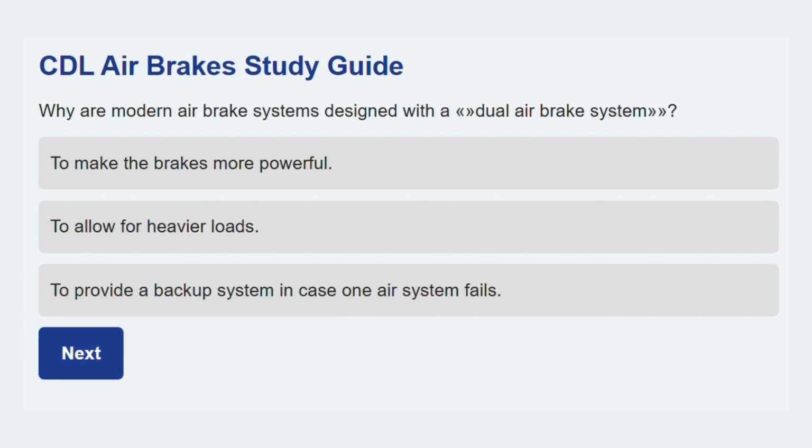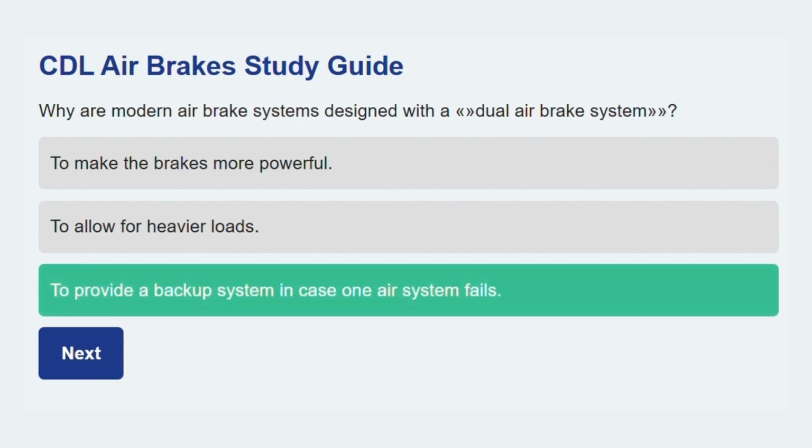Let's consider the next one. Why are modern air brake systems designed with a dual air brake system? To provide a backup system in case one air system fails. This increases safety by ensuring you still have some braking capability even if a leak occurs in one part of the system.